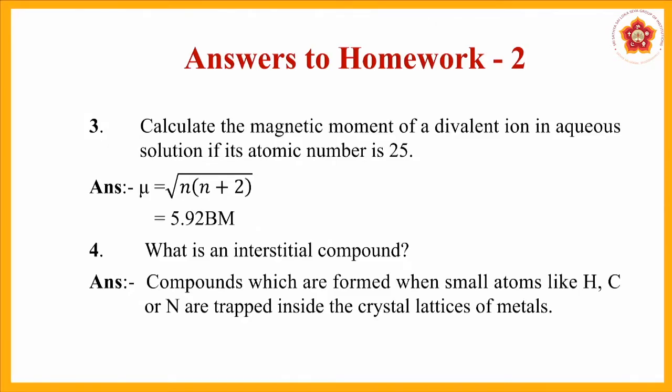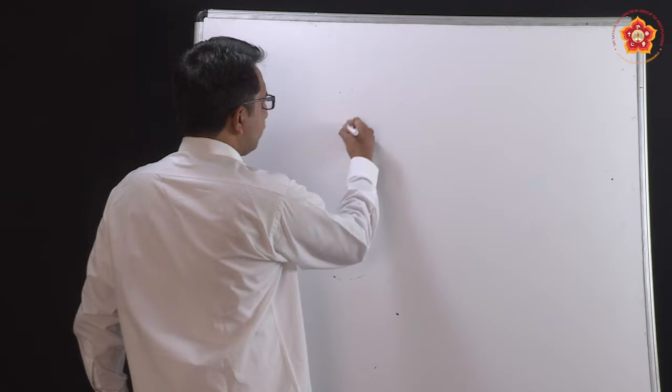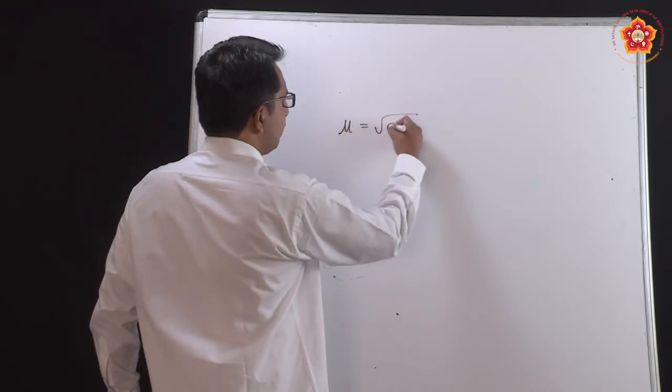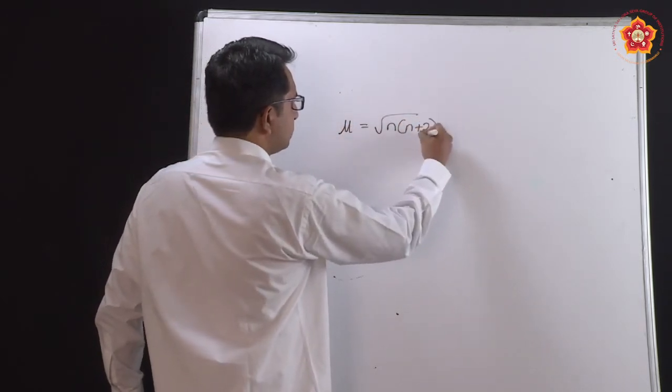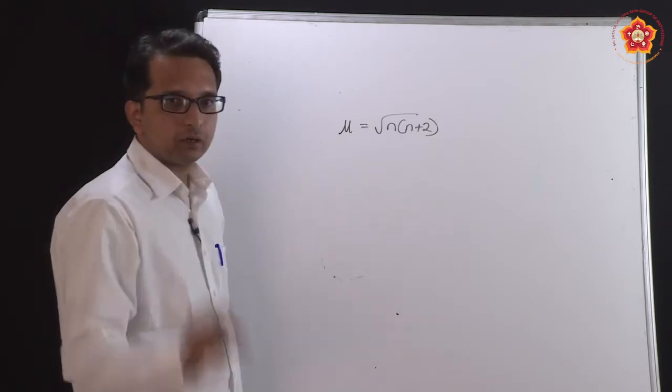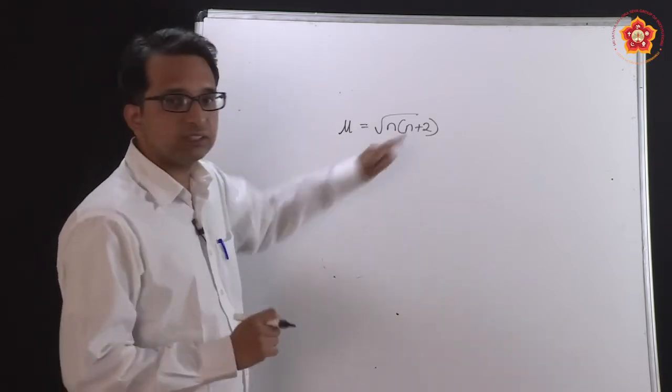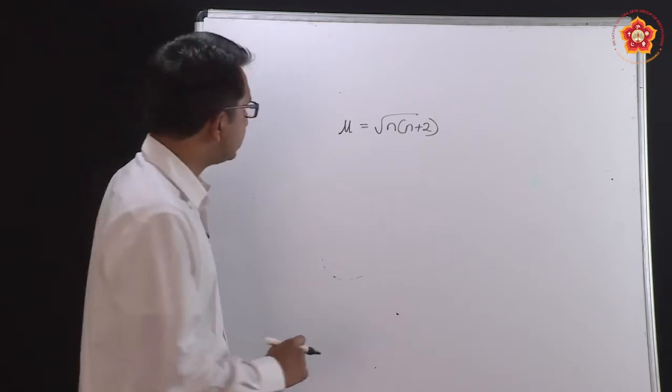Moving forward now to the third question, calculate the magnetic moment of a divalent ion. Now, what do we mean by a divalent ion? That ion which has a +2 charge, and they have asked it for the divalent ion whose atomic number is 25. Now, how do we solve this question? Let us see. We have the formula mu is equal to root of n into (n plus 2). Mu is nothing but the magnetic moment of that compound, and n is the number of unpaired electrons present in it.